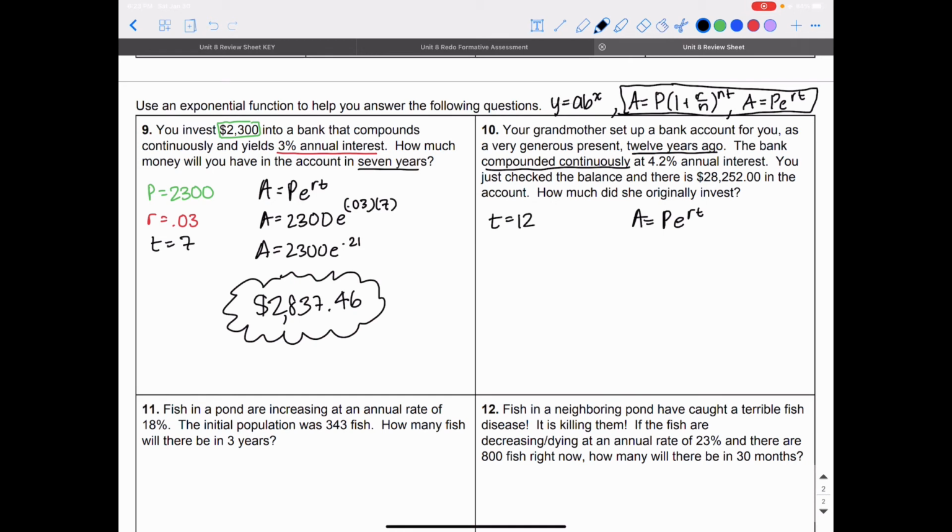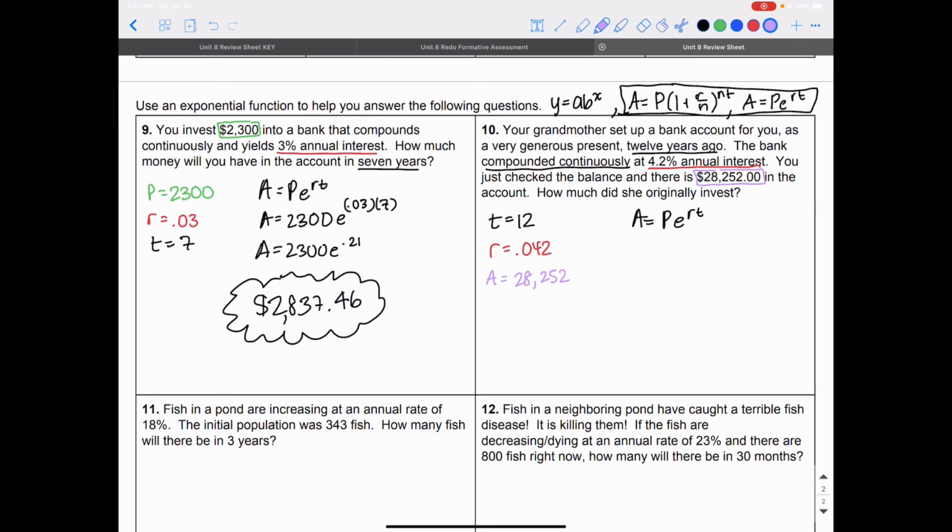The bank compounded continuously at 4.2%, so I know the rate is 0.042. You just check the balance, and this is what is there after the 12 years have already passed by. So this is at the end, which means it's not our P, it's our A. A is equal to $28,252, because that's the end amount in the account.